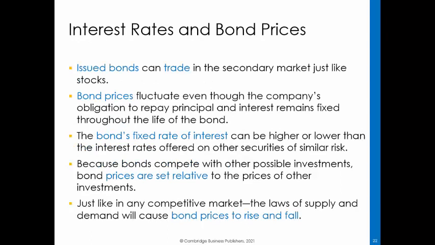Market prices of bonds fluctuate daily despite the fact that companies' obligations for payment of principal and interest normally remain fixed throughout the life of the bonds. The bond's fixed rate of interest can be higher or lower than the interest rates offered on other securities of similar risk. Because bonds compete with other possible investments, bond prices are set relative to the prices of other investments. In a competitive investment market, a particular bond will become more or less desirable depending on the general level of interest rates offered by competing securities. Just as for any item, competitive pressures can cause bond prices to rise and fall.